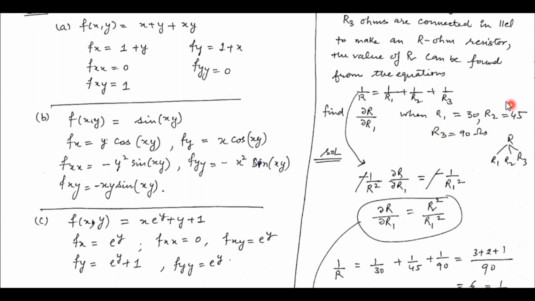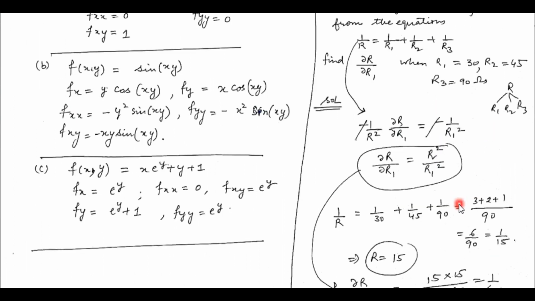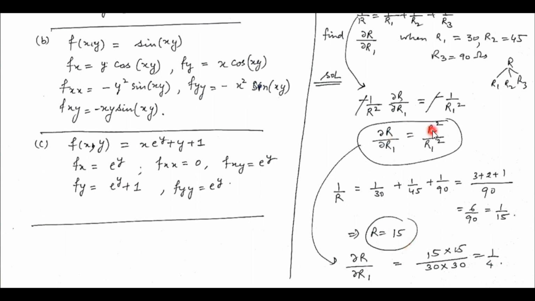Now we have to find its value at this point. So first of all, we find out the value of R by substituting R1 to be 30, R2 to be 45 and R3 to be 90. So after simplifying, we get R is 15. Now you substitute over here, R is 15 and R1 is 30. So the value of the partial derivative of R with respect to R1 will be 1 by 4.